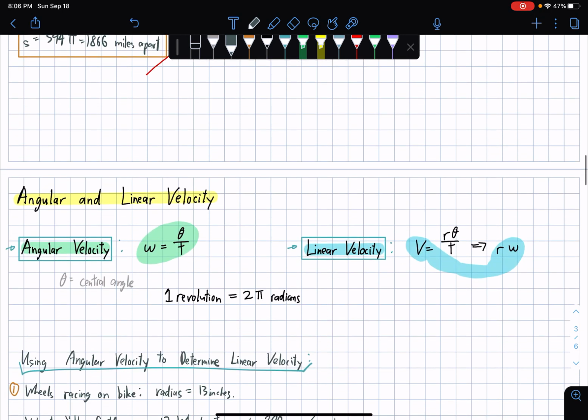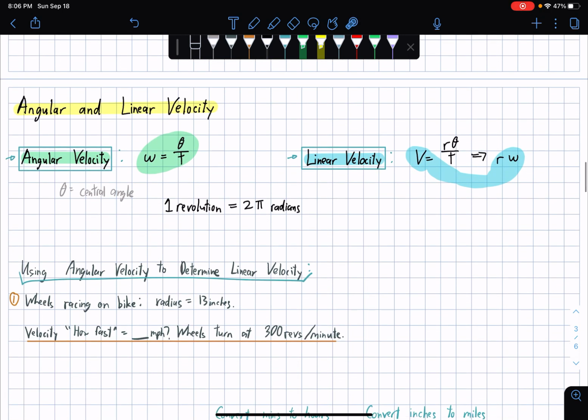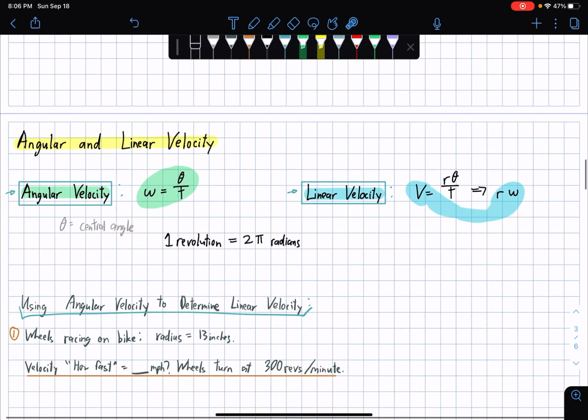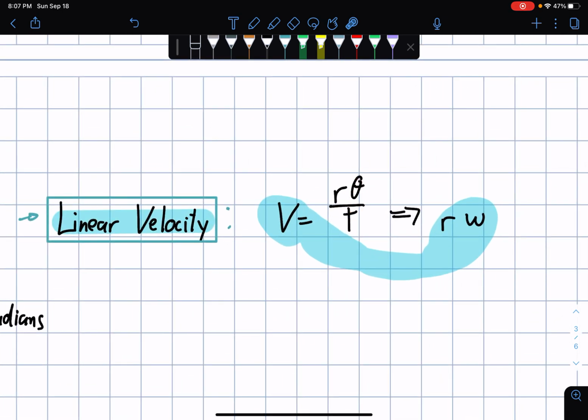Next, let's move on to angular and linear velocity. We are introduced with two formulas. For angular velocity, it's W. So angular velocity W is equal to theta over time. There you go. While for linear velocity, it's basically V is equal to RW. You don't have to note about this one. You just think about V being equal to RW.